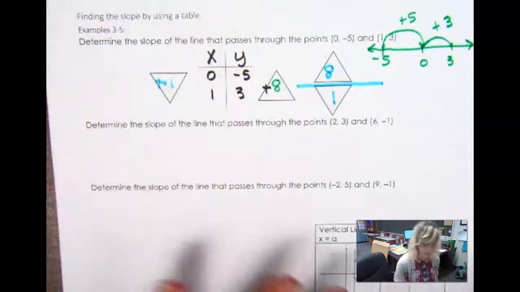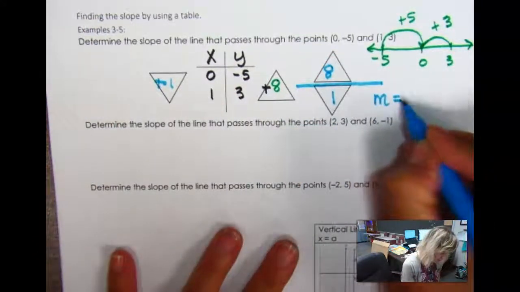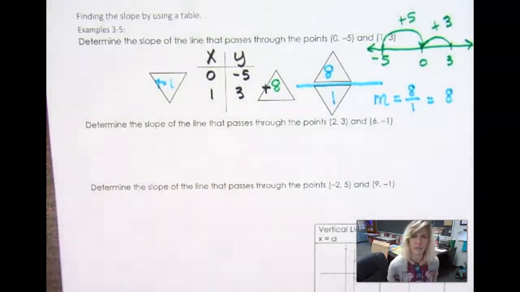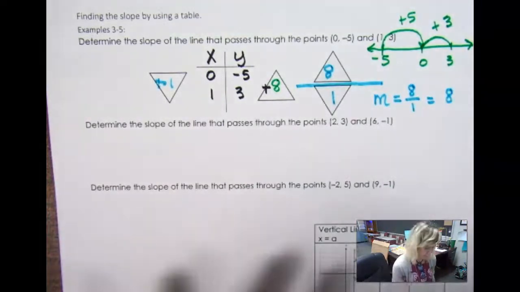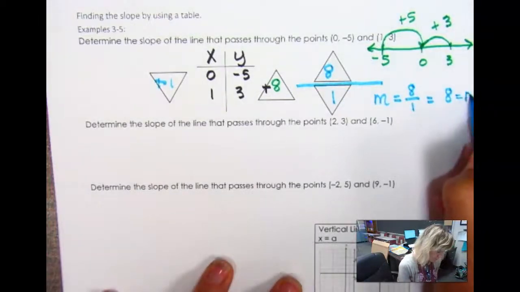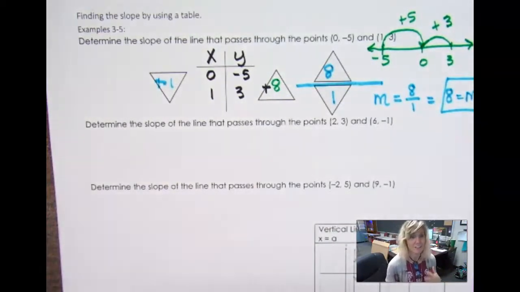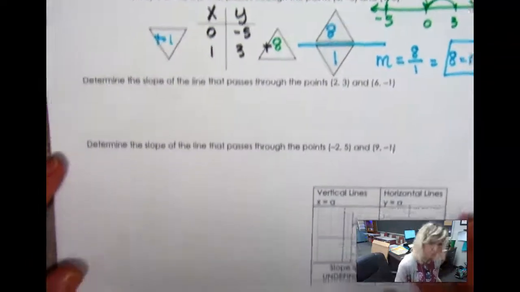8 divided by 1. So our slope for this problem is really just 8, because you know anything over 1 is just a whole number. So that's the slope. That's what we do. We're going to box that in. Let's do it all over again with the second one.